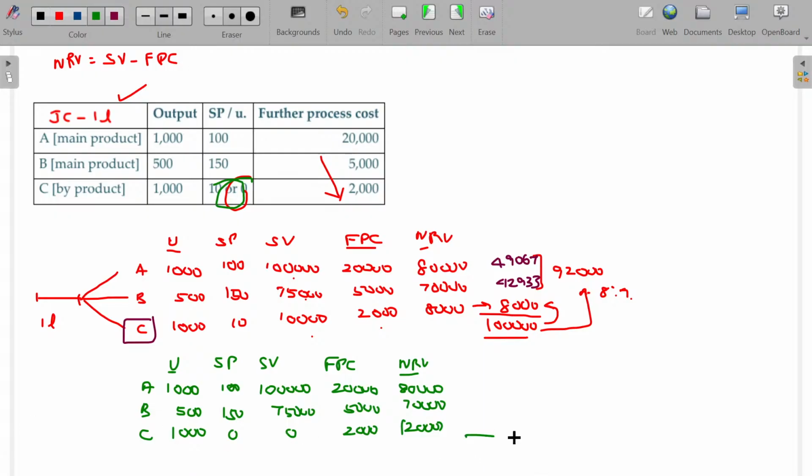So now how can you distribute this 1 lakh? The 2,000 is a negative amount. Leaving that, the balance, 1 lakh 2,000, will be segregated to these two products in what ratio? 8:7. Actually, the joint cost is 1 lakh, and the loss due to the byproduct emerged here should now be shared by A and B in the ratio of 8:7. Now the values being 54,400 and 47,600.